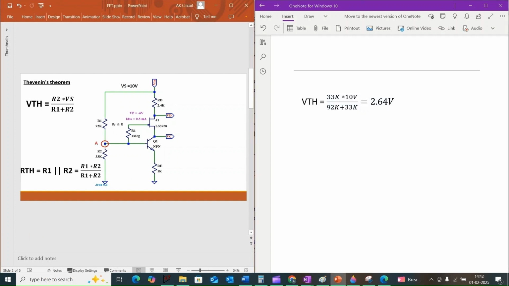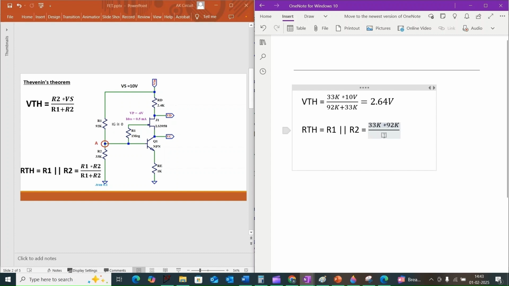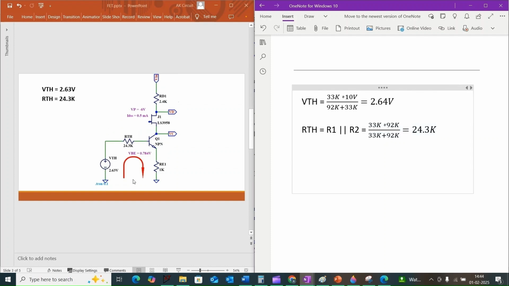Next, we will find the Thevenin's resistance, which we can call RTH. This is the parallel combination of resistors R1 and R2. RTH is equal to R1 parallel to R2, which is equal to 33 kilo ohm times 92 kilo ohm divided by 33 kilo ohm plus 92 kilo ohm, which gives us the equivalent resistance as 24.3 kilo ohm.